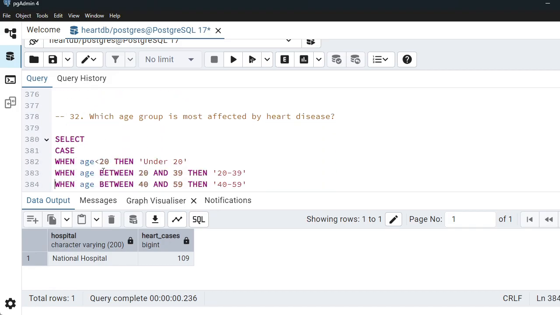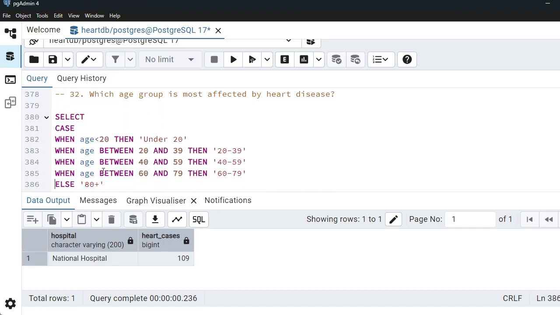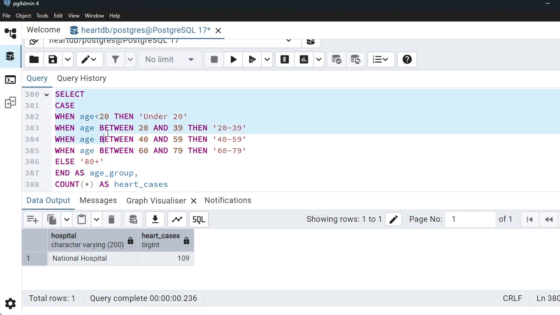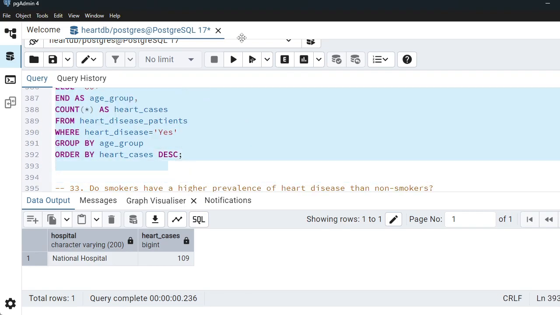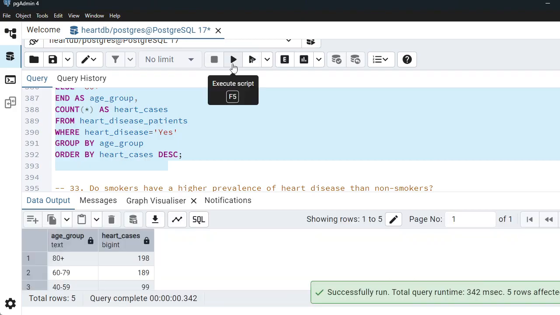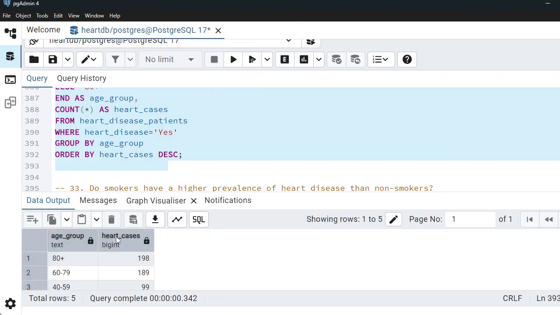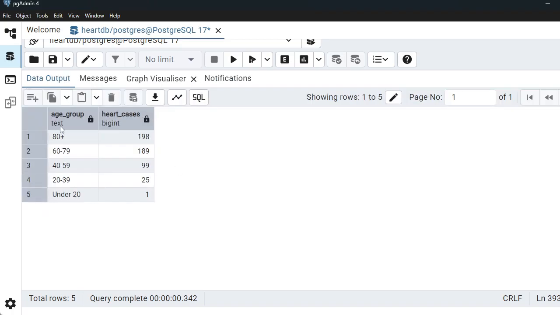Now you see which age group is the most affected by heart diseases, right? So select the cases when age is what. Then group by, and after you run this, it's going to give you the age group, and also the heart diseases per each age group. The 80 years plus, that's 190. Heart diseases 60 to 79 is 189. 40 to 59 is 25. These are the age group by heart disease cases for each one of the ages that we have in the data set.